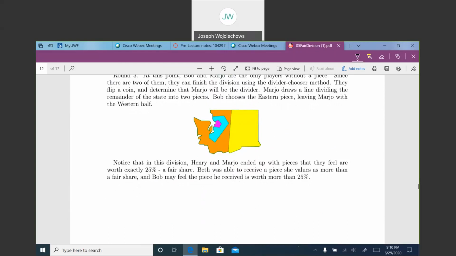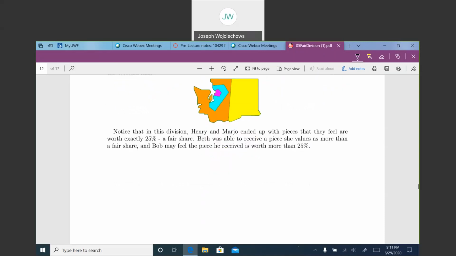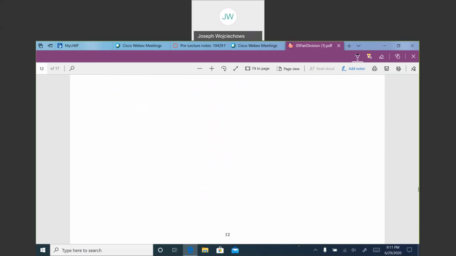Now notice that in this division, Henry and Margot ended up with pieces that they feel are worth exactly 25%, a fair share. Beth was able to receive a piece she values as more than a fair share, and Bob may feel the piece he received is worth more than 25% as well.